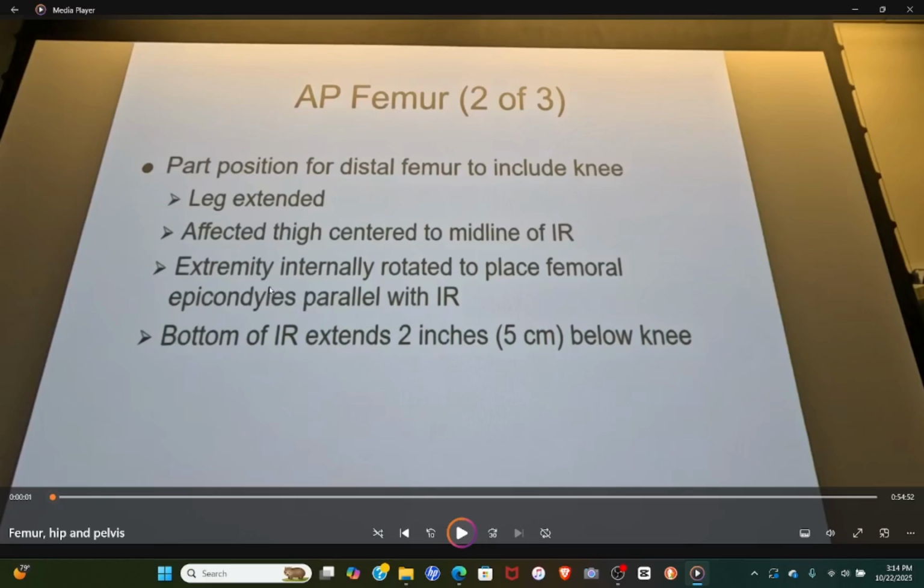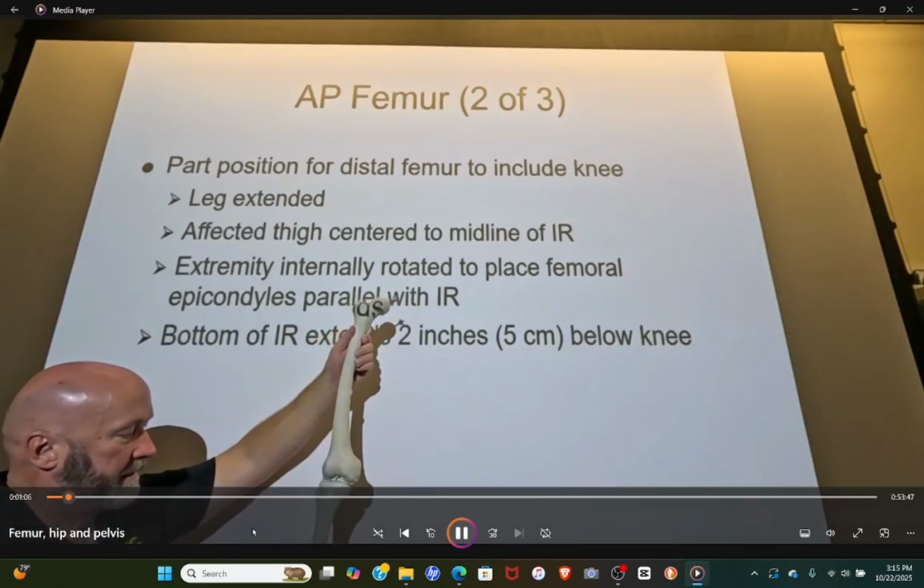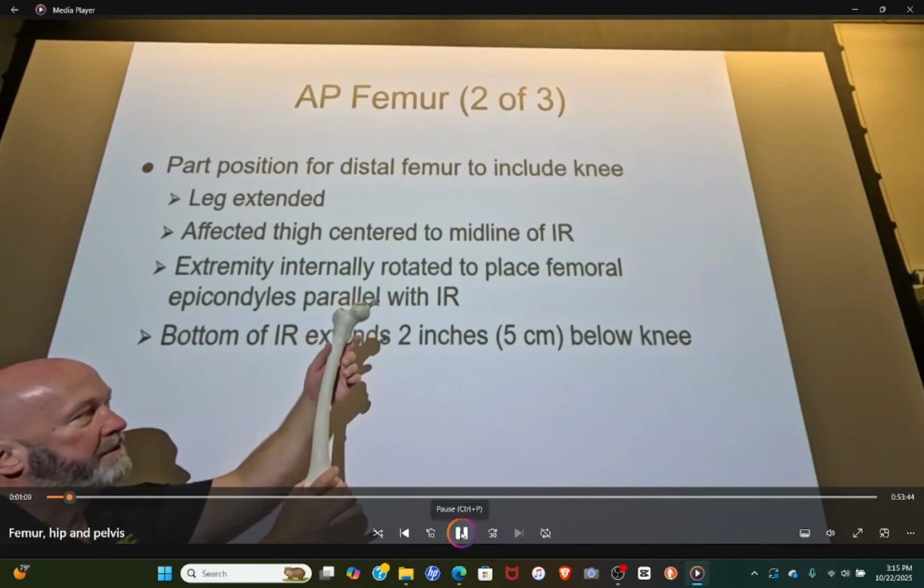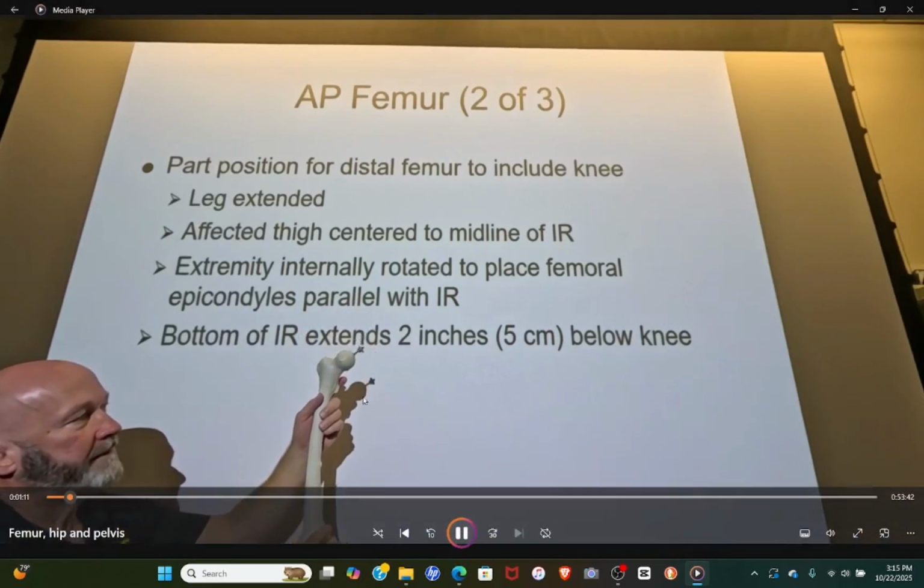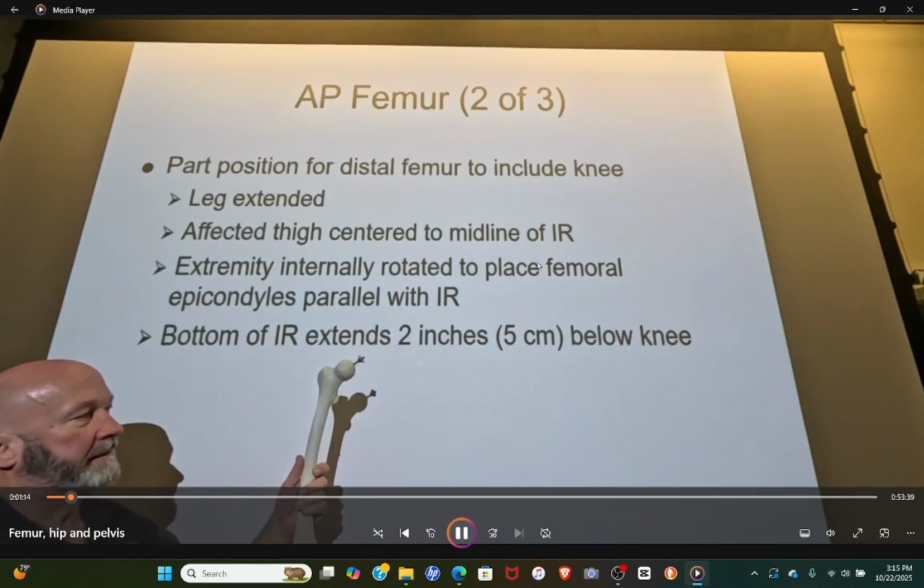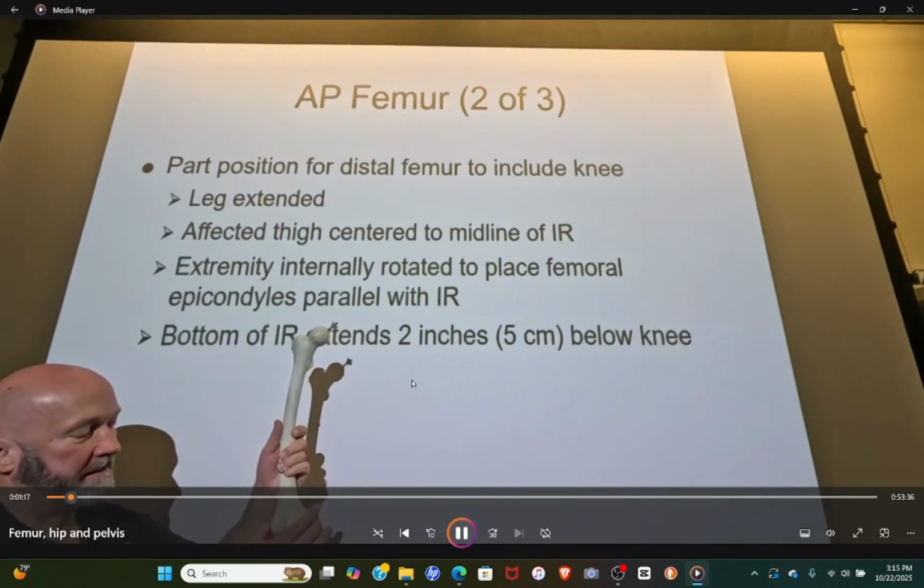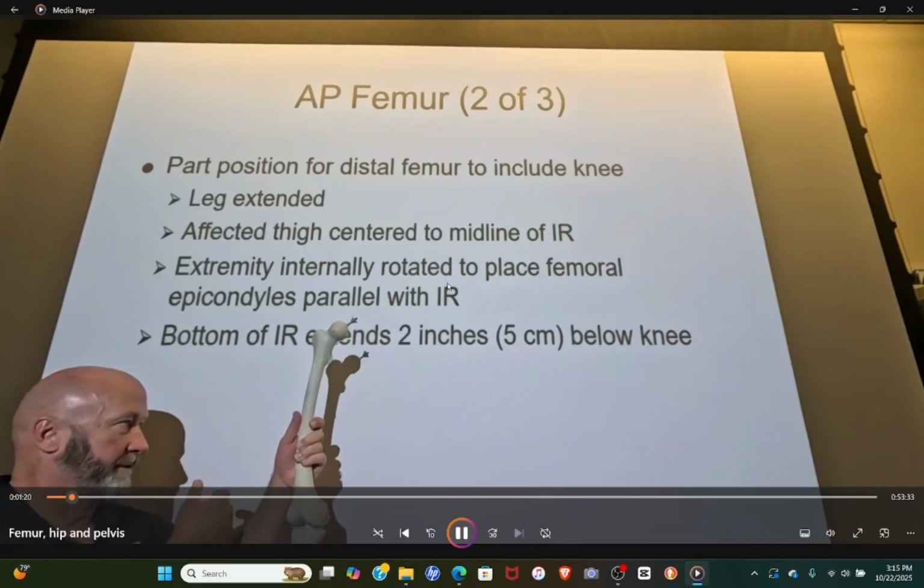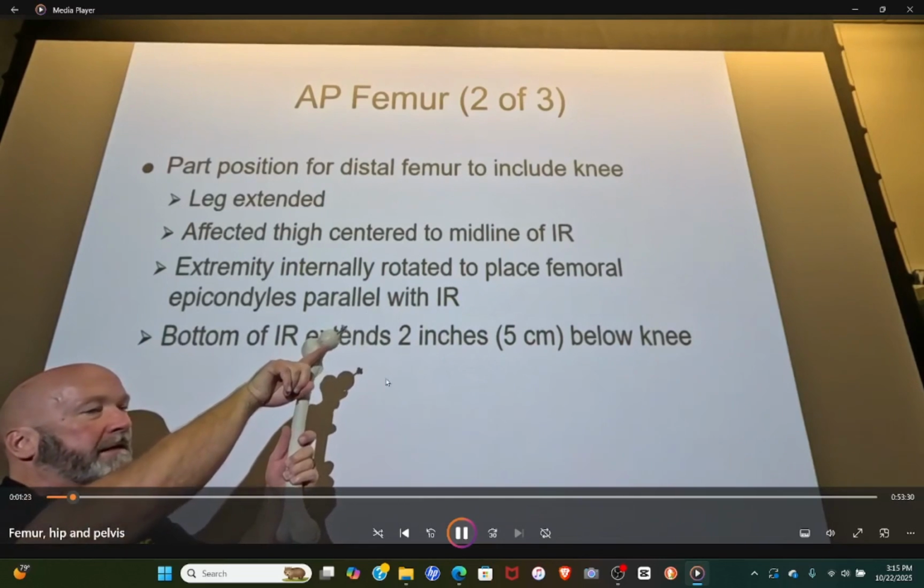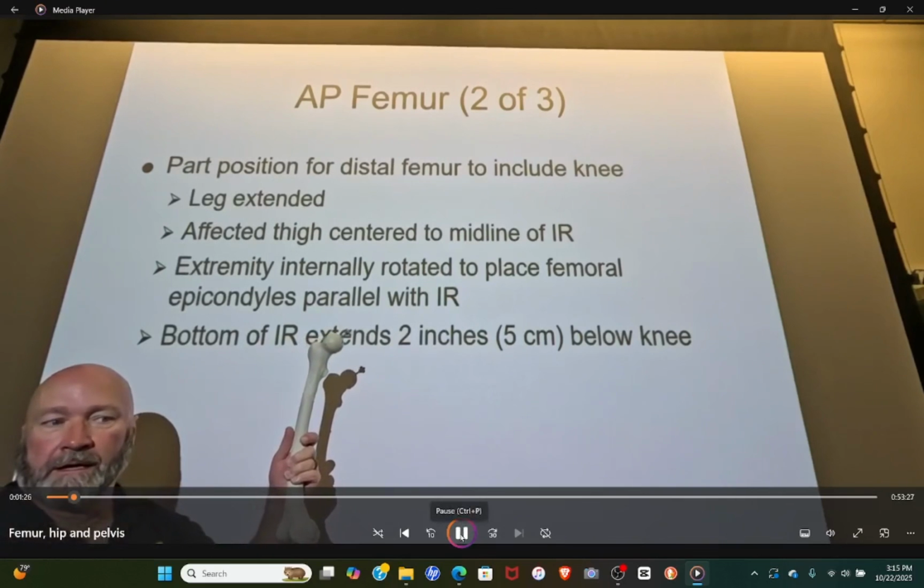So the AP femur for the distal end, what we're going to do is we're going to internally rotate the knee, and we're going to position like a knee without a central ray angulation, placing the femoral epicondyles parallel to the image receptor. The problem there is that when we do that, it's going to take the neck of the femur and put it at an angle to the image receptor. So that's what I'm trying to demonstrate here, is that with a femur position like a knee, with the epicondyles parallel to the image receptor, the femoral neck is foreshortened. So we can't see both of them well on the same image.